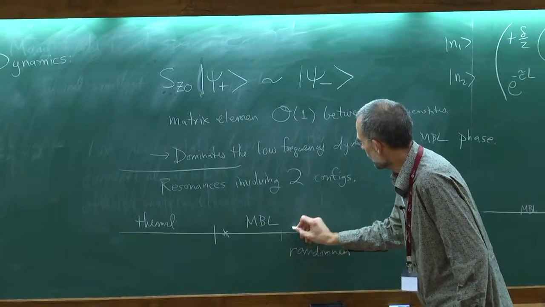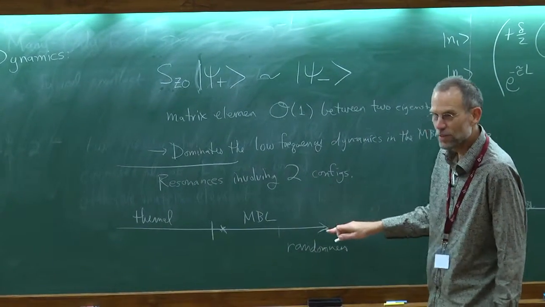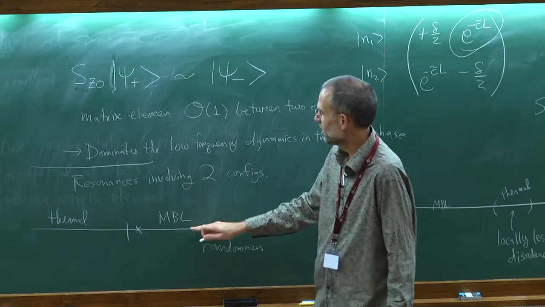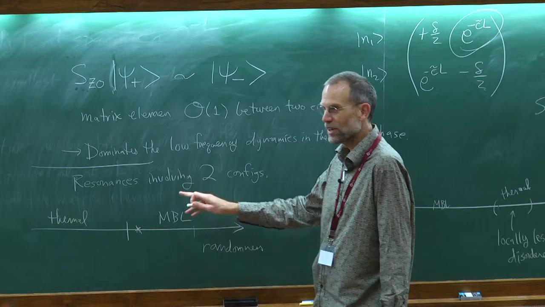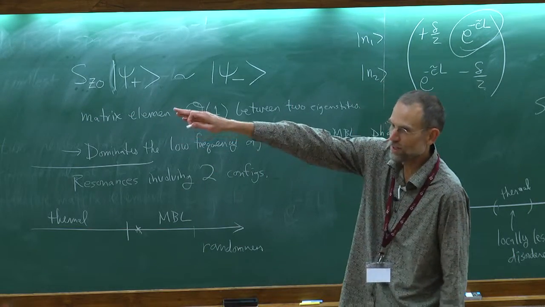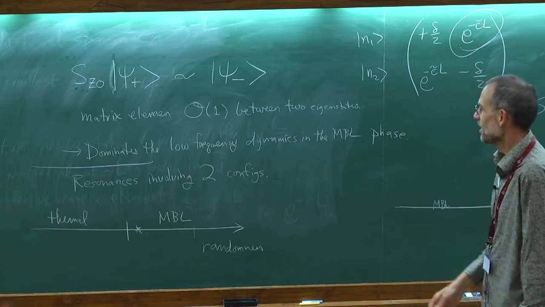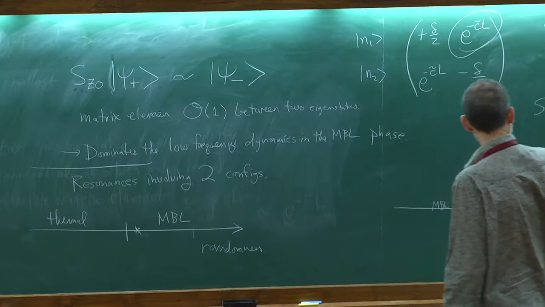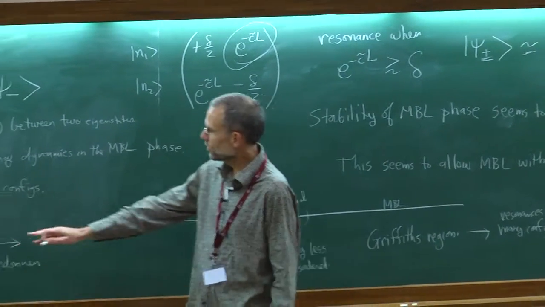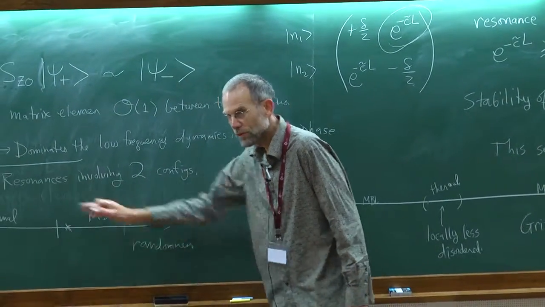So that's what dominates the low frequency dynamics deep enough in the many-body localized phase. But if you go closer to the transition, the more likely way of getting a resonance isn't due to these special states, but due to a rare region of the Hamiltonian, namely a Griffiths region. And that's what dominates the low frequency dynamics as you approach the phase transition.